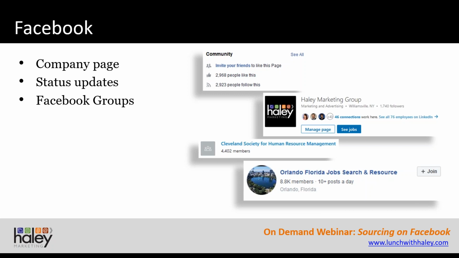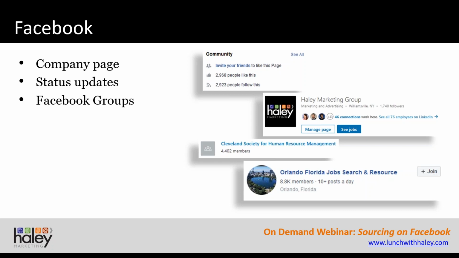One of the ones that is underused in staffing right now is Facebook groups. Just like LinkedIn has groups, so does Facebook. There are groups for people with special interests, groups for people in specific geographic markets. There are groups for people just around jobs. So you can find groups on Facebook that you can use as a place to share content, share jobs.